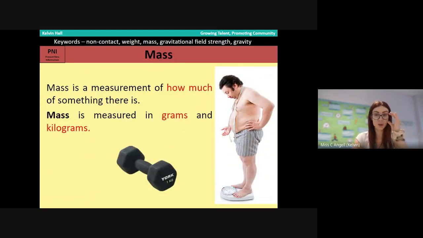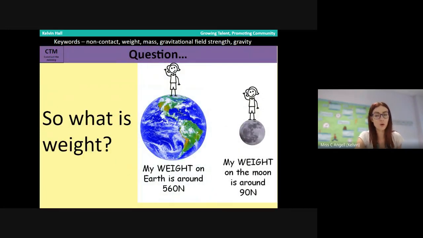Mass is another key word that we use, but sometimes we can get confused with this. So mass is a measurement of how much of something there is. So how many particles are inside you, or how many particles are inside that dumbbell. We measure mass in grams and kilograms.